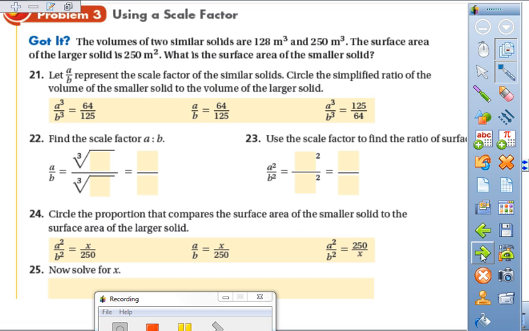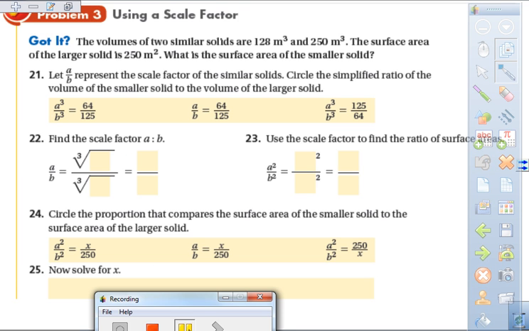Let's try another one. The volume of two similar solids are 128 cubic meters and 250 cubic meters. The surface area of the larger is 250. What is the surface area of the smaller? So these questions try to lead us to the right answer. Number 21. Let A to B represent the scale factor of the similar solids. Circle the simplified ratio of the volume of the smaller solid to the volume of the larger solid. So it looks like we're picking from the first one and the third one because those are cubed. So we want smaller to larger. So we'll choose the first one.